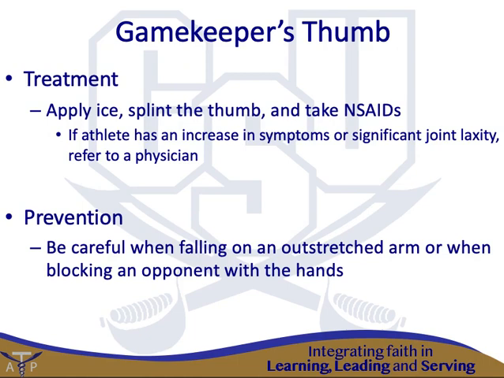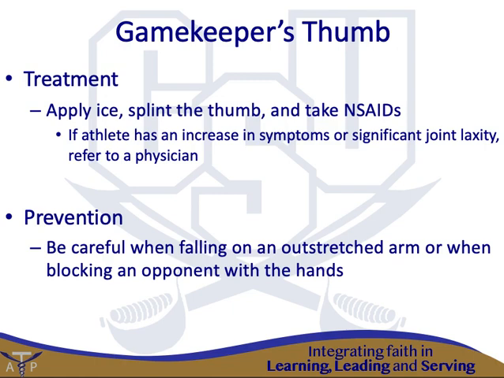Treatment, again, we're going to use the RICE principle. We can splint the thumb in a comfortable position and take NSAIDs for inflammation and pain. If the athlete has an increase in symptoms or significant joint laxity, we should refer to a physician to make sure that there's nothing else going on in the area.